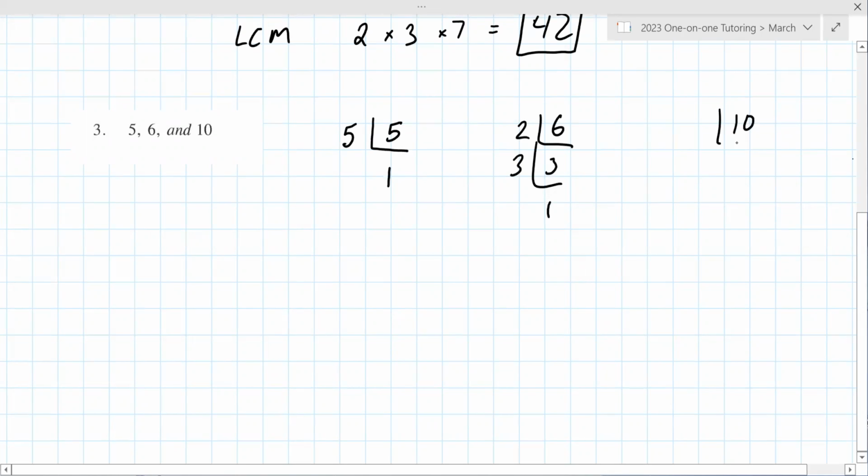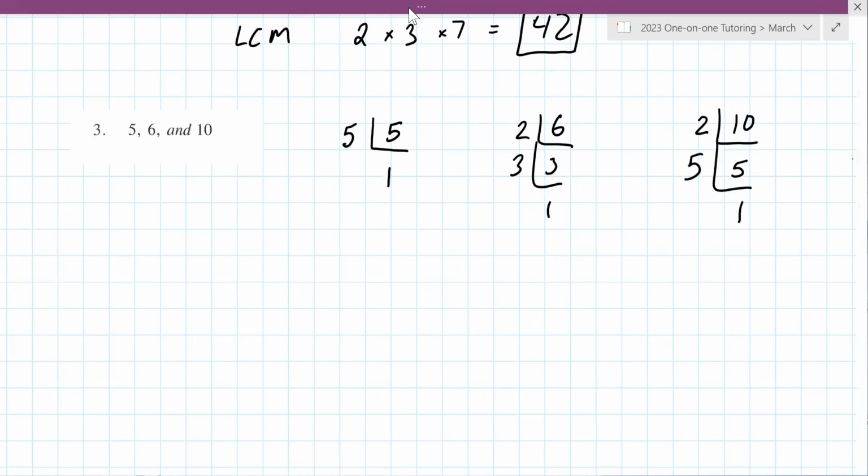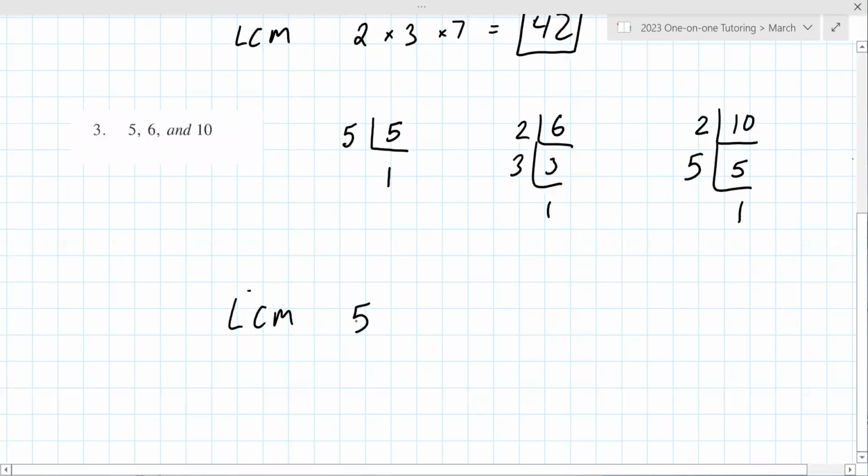And then 10's new. Always start with 2. It's 2 and 5. That's right. Now it doesn't really matter which one you start with, but let's start with the smallest one. We'll start with the 5. So we know we need a 5. Then you go to the next number and ask, do I already have a 2 and a 3? Nope. So you need to add those in, a 2 and then a 3.